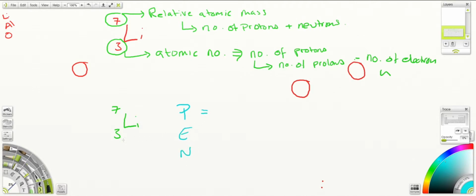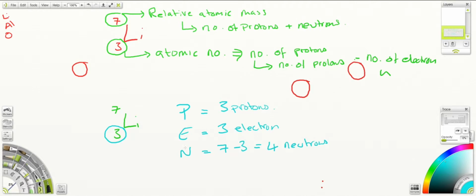So the protons, we know, is this number here. So it's 3. It's got 3 protons. Now we know that the number of protons is equal to the number of electrons, so that's this number again for electrons. And the number of neutrons is, if we take the bottom number away from the top number, that will give us our number of neutrons. That's 7, 6, 5, 4. 4 neutrons. These are my neutrons, these are my electrons, and these are my protons.